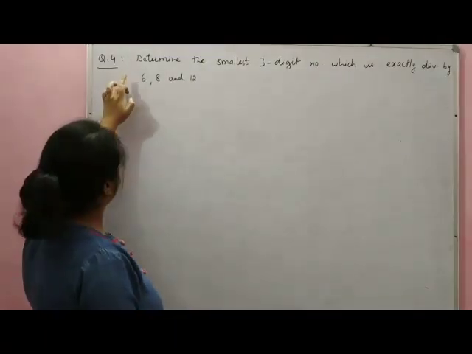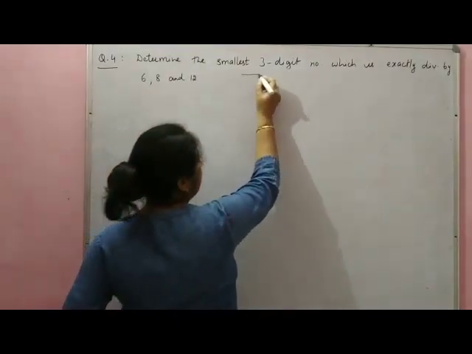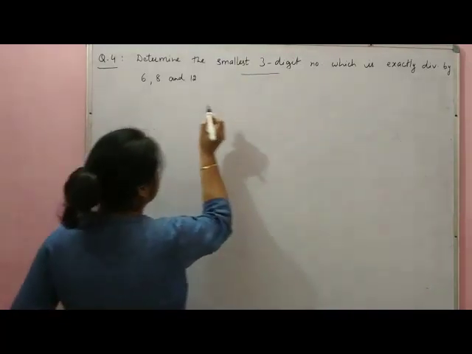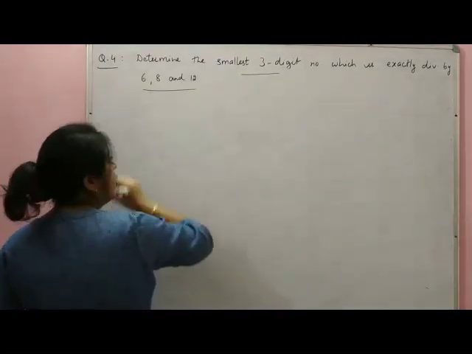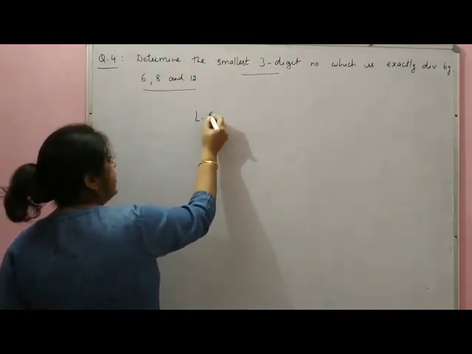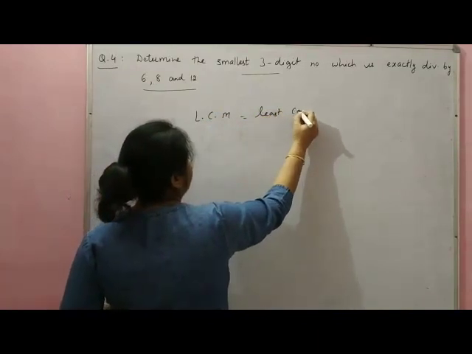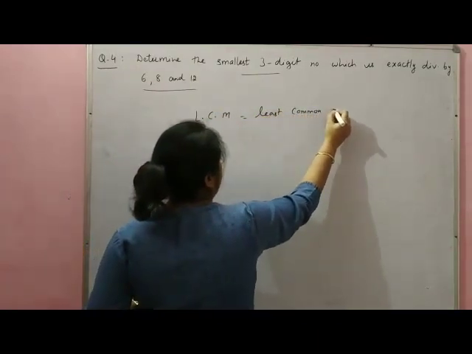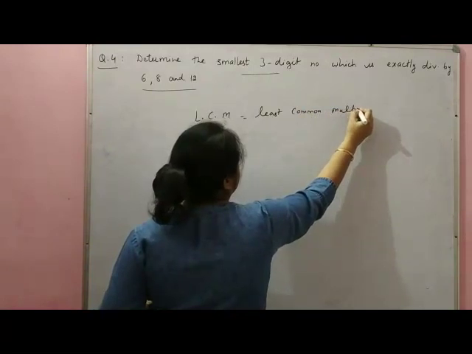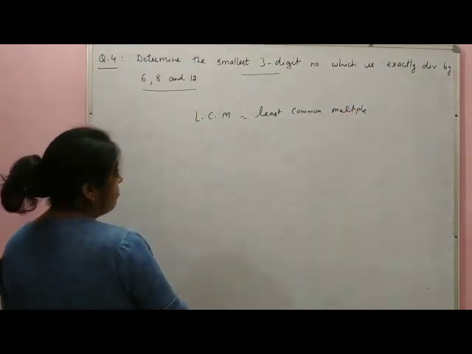Friends, now we are here with question 4, where we have to find the smallest 3-digit number which is exactly divisible by all 3 numbers. As we know, LCM means least common multiple.